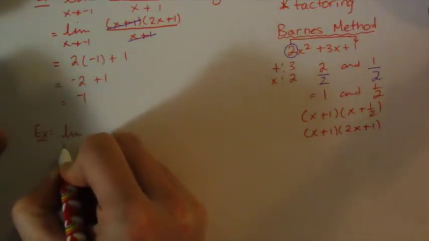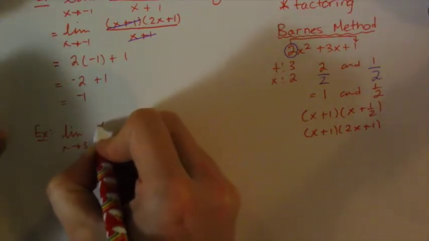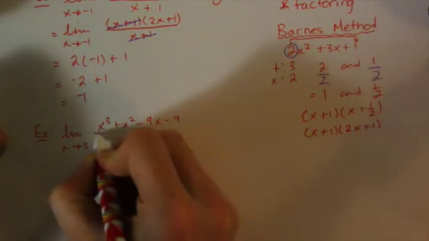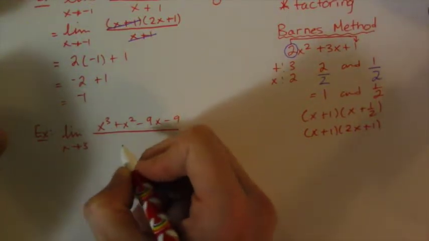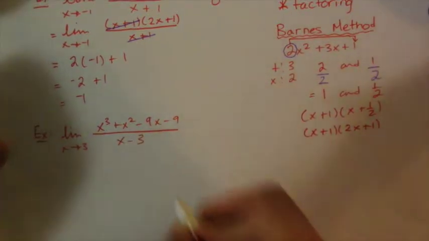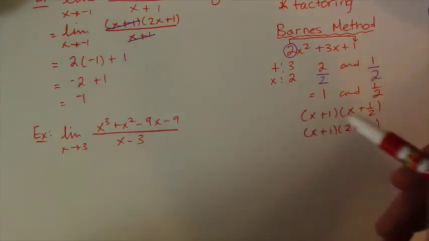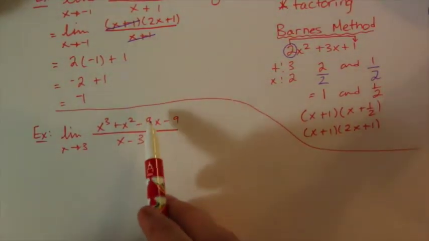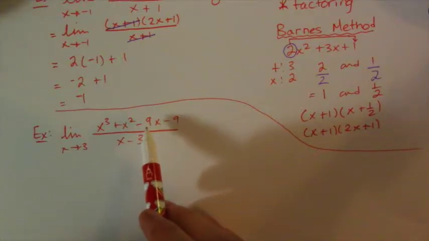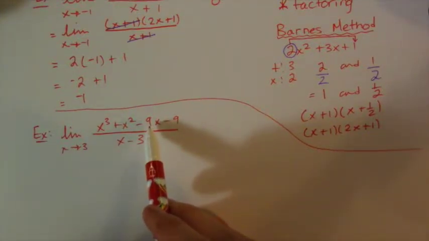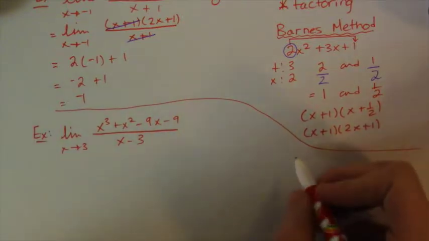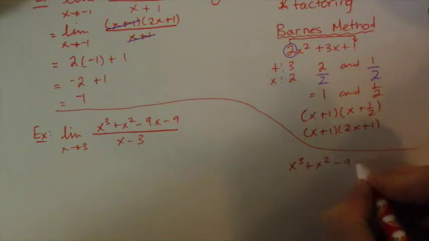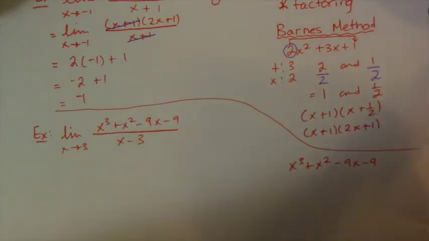So the limit as x goes to 3 of x cubed plus x squared minus 9x minus 9 over x minus 3. So it's very similar to the last one. The only difference is now I have a cubic. So the question comes up: how do I factor a cubic? Well, you've probably heard of the integral zero theorem or rational roots theorem, but there are other ways, and one of them that works particularly well for this type is called grouping.